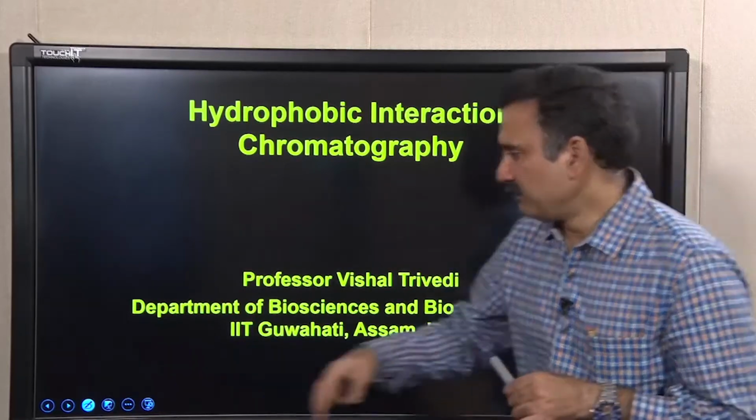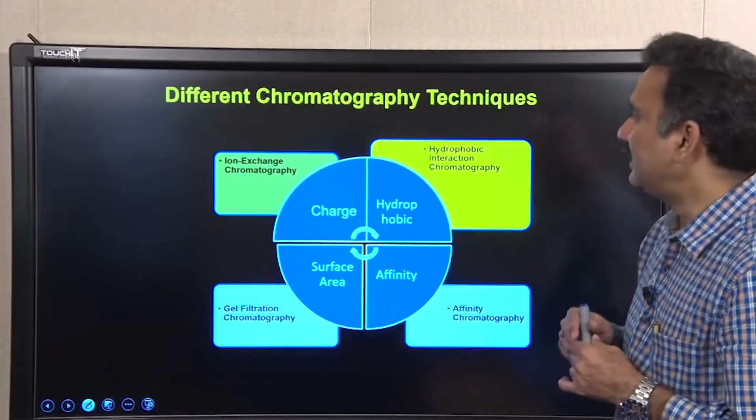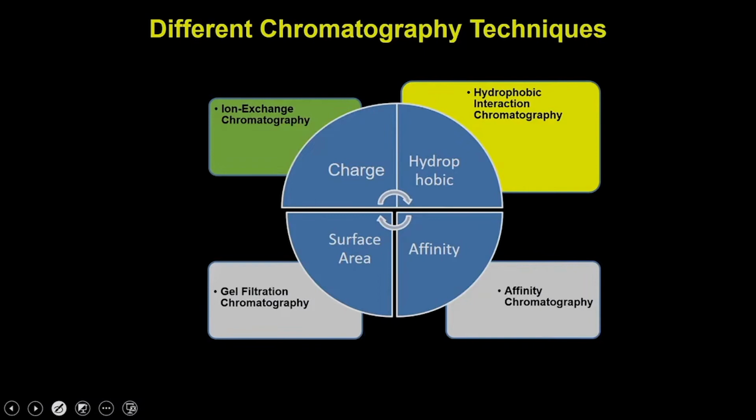If you recall, proteins have different physiochemical properties, and all these properties can be exploited in different chromatography techniques. What we have discussed so far is how the charge present on the protein can be utilized to perform ion exchange chromatography. Today we are going to discuss hydrophobic interaction chromatography, which utilizes the hydrophobic patches present on protein surfaces.